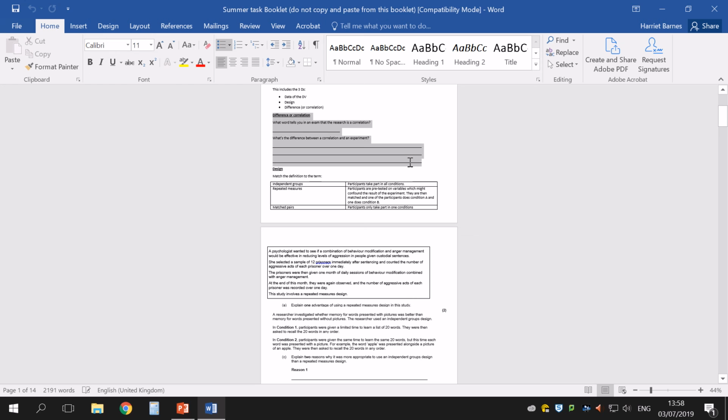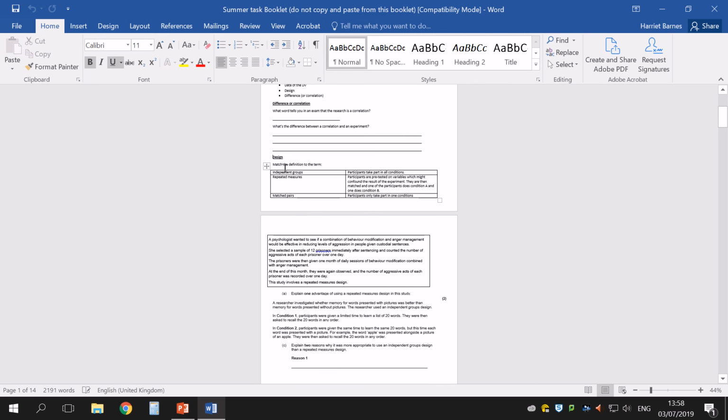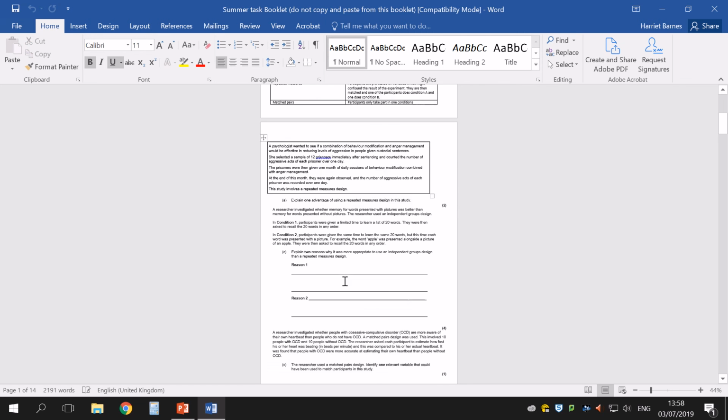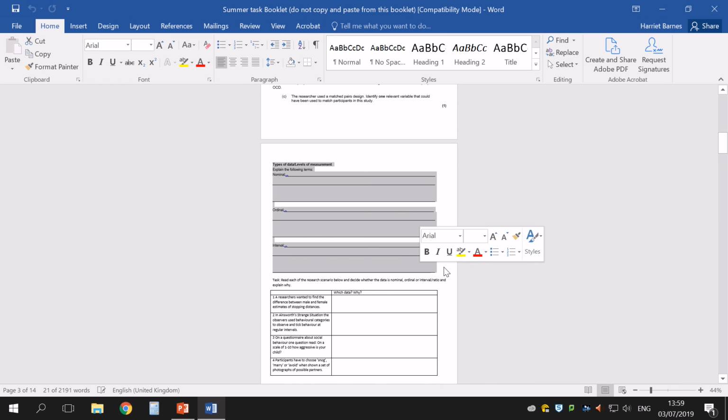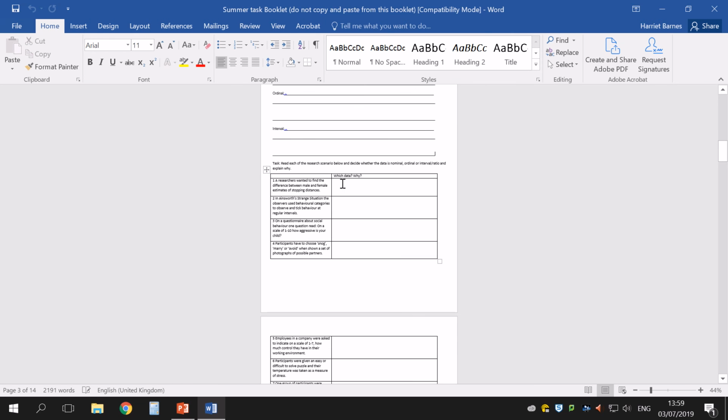Then you've got the difference or correlation, just answer a couple of questions about correlation. You've got questions on design here, so a bit of practice of questions which we'll go through the first week back. A bit of detail about interval, ordinal and nominal data, and here's an activity where you say, oh, it's interval level data because, so it's really key which data and most importantly why. That could be another question on the exam.